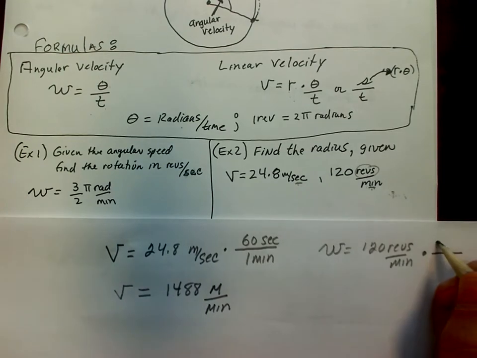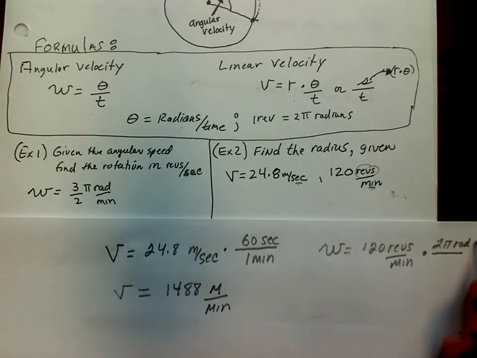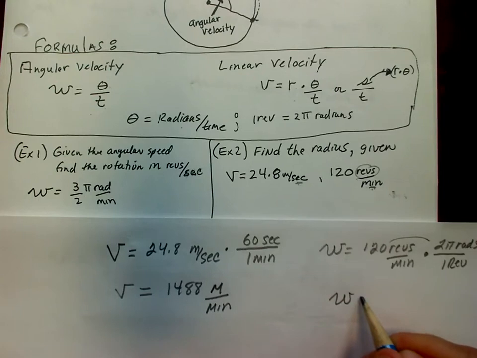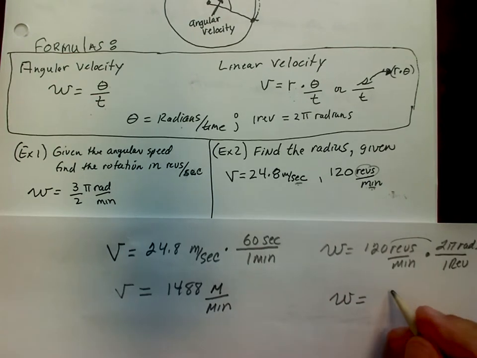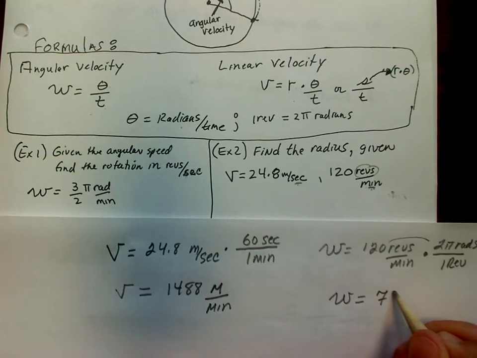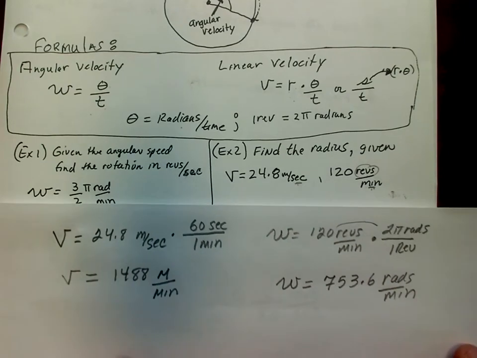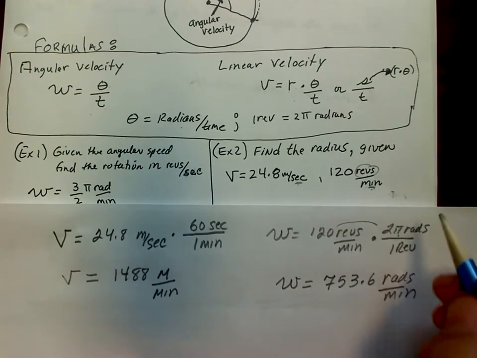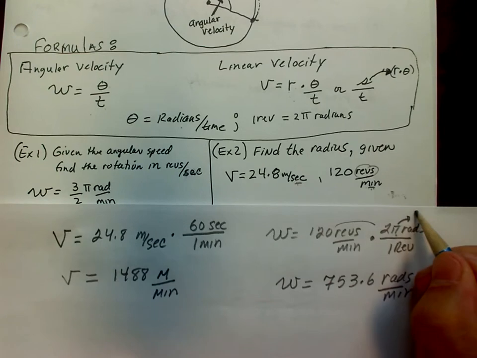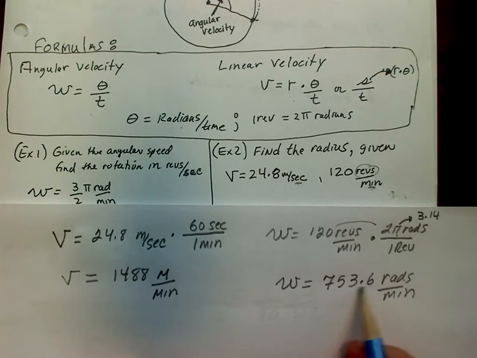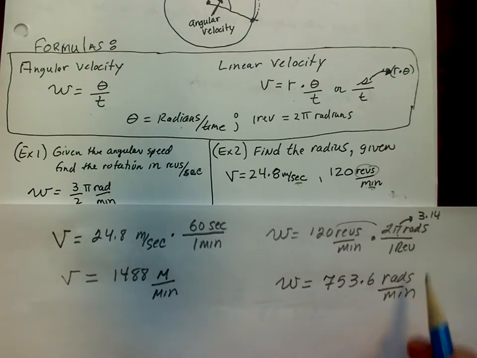per minute. So for every 2 pi radians, there is 1 revolution. Multiplying this out, we will get our angular velocity equal to 753.6 radians per minute. I used 3.14 as my equivalent to pi. If you use more digits than 3.14, the answer will be slightly off.